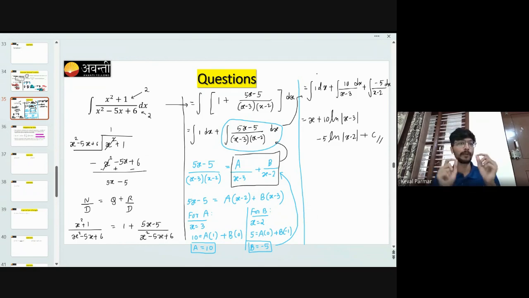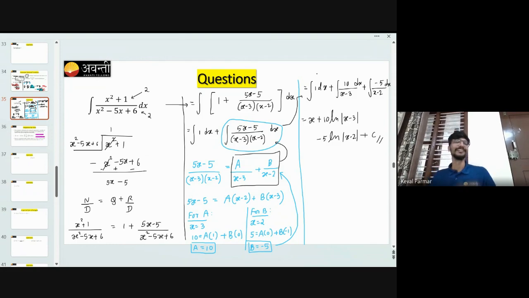What we do in improper rational functions, we use division, divide and rule. Divide and rule, you must have listened somewhere. History में पढ़ा होगा ना, divide and rule. So that only we use divide and rule, and then we convert into proper rational form. And after proper rational form, we use partial fraction. So it is very simple.